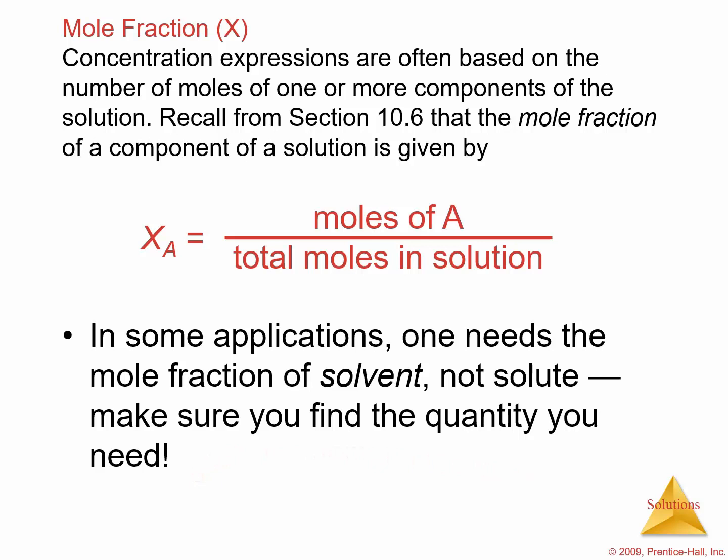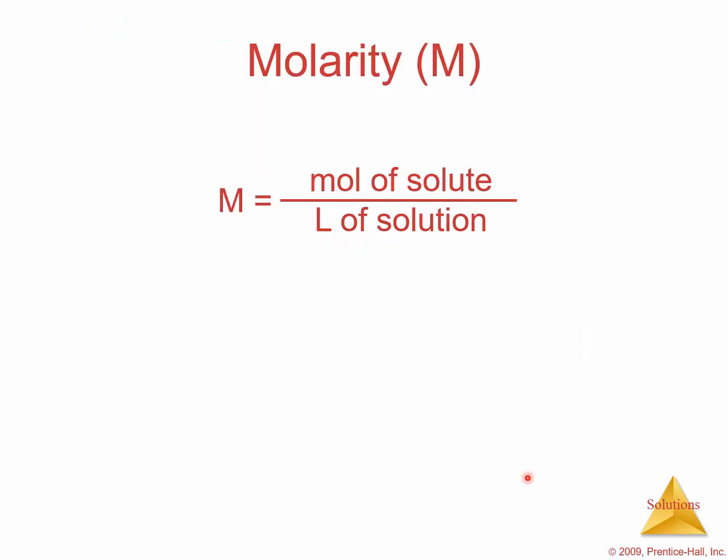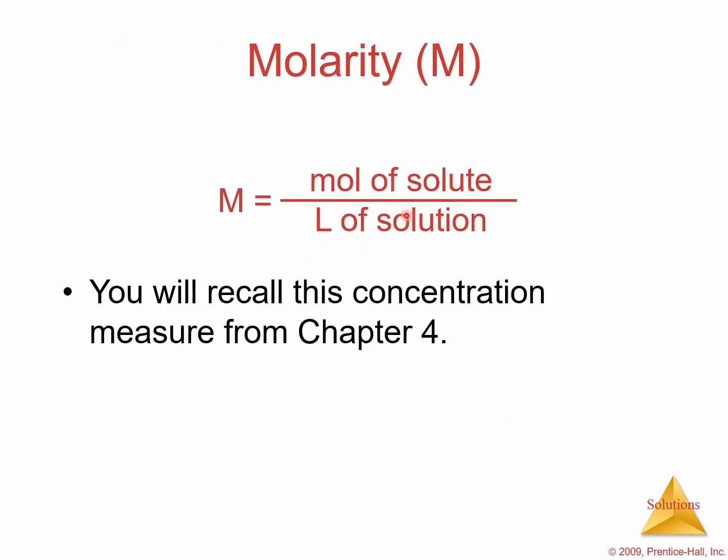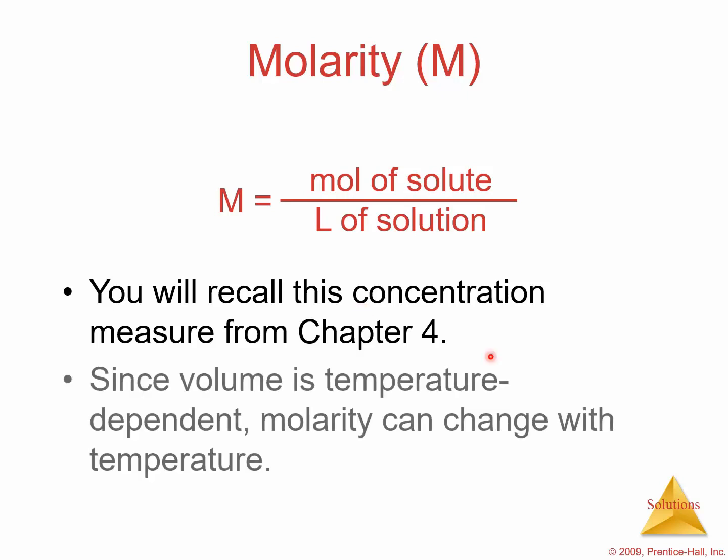Make sure you find the quantity you need. Then we have molarity. Recall from section 4.5 that the molarity of a solute in a solution is defined as molarity equal moles of solute per liter of solution. For example, if you dissolve 0.500 mole of Na2CO3 in enough water to form 0.250 liter of solution, then the solution has a concentration of 0.5 divided by 0.25, and this is equal to 2.00 molar in Na2CO3.